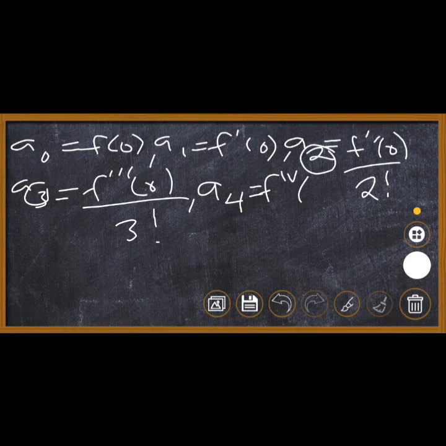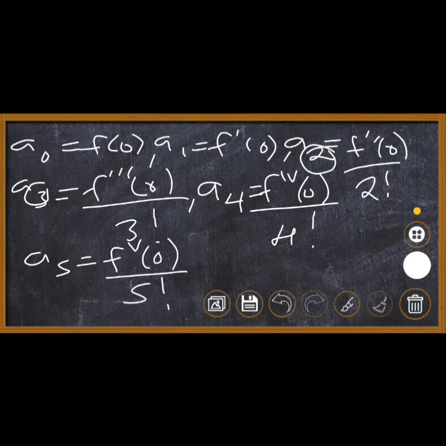And then if we go as far as finding the fourth, of course we're going to have the fourth derivative of 0 over 4 factorial. Even if we went as far as finding the fifth value, we are going to have the fifth derivative of 0 with 5 factorial down there. So this is a pattern that is being formed.